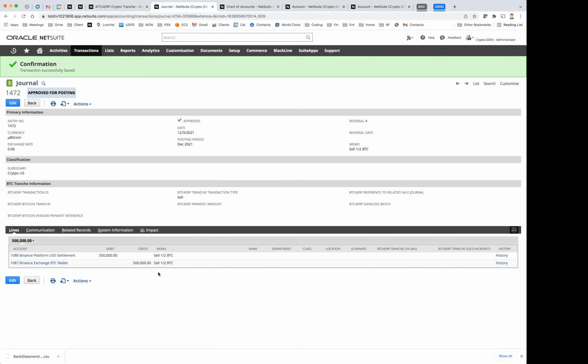What's interesting is I sold this. So now the system says, oh, that's a sale, because Bitcoin went out and fiat went up. That triggers this to be a sell.